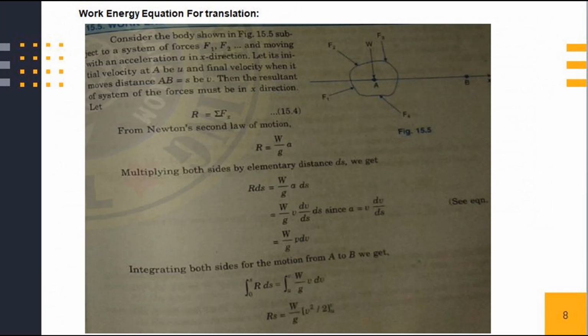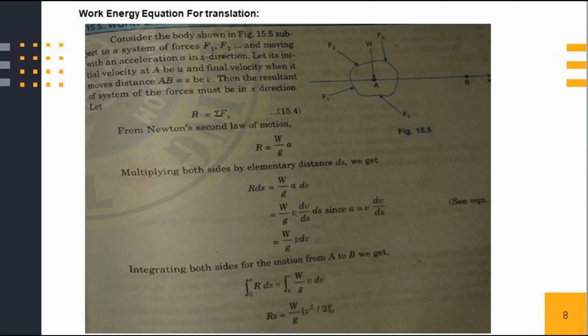Work energy equation for translation. Consider the body shown in the figure, subjected to a system of forces F1, F2 and so on, and moving with an acceleration a in the x direction. Let its initial velocity at A be u and final velocity when it moves a distance AB equal to s be v. Then the resultant of the system of forces must be in the x direction. Let the body move towards the right, the x direction, then the resultant force must be towards the x direction. Therefore R is equal to summation F.